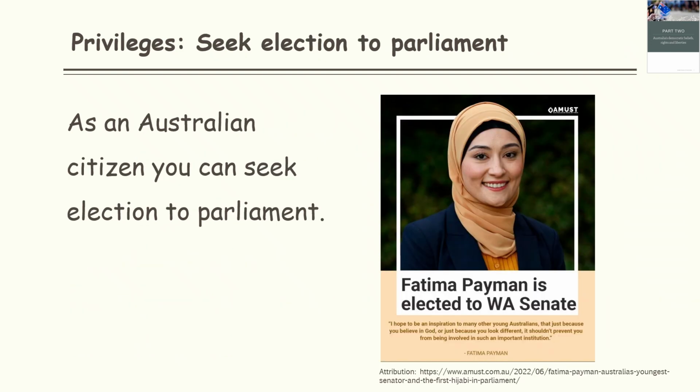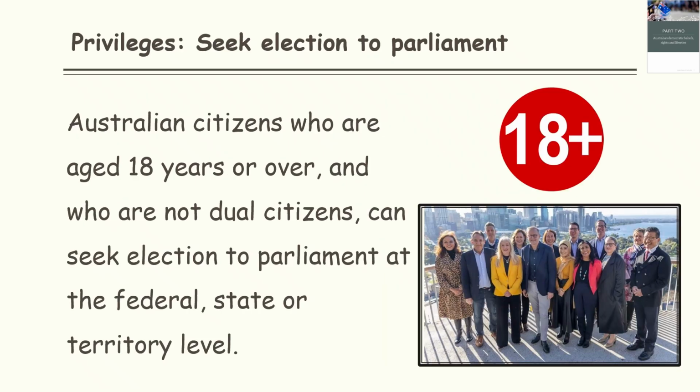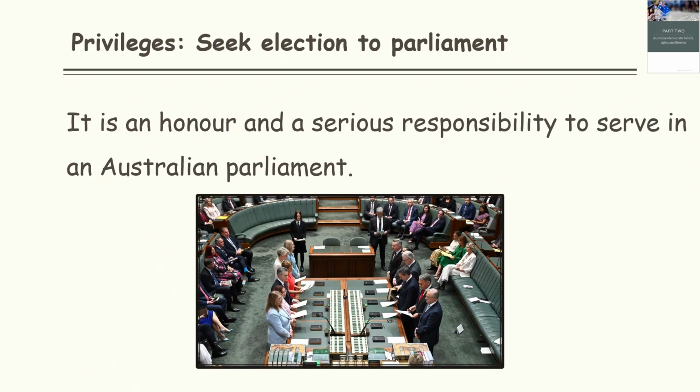As an Australian citizen, you can seek election to Parliament. Australian citizens who are aged 18 years or over and who are not dual citizens, that is, citizens of two countries, can seek election to Parliament at the federal, state, or territory level. It is an honour and a serious responsibility to serve in an Australian Parliament.